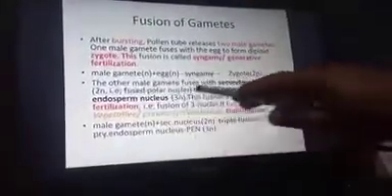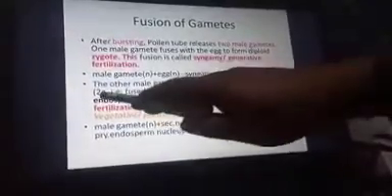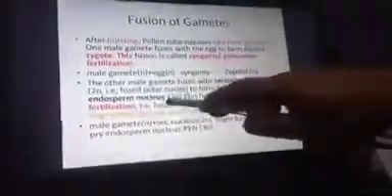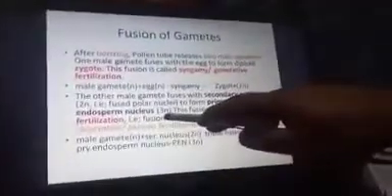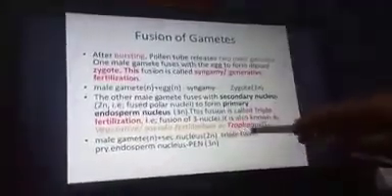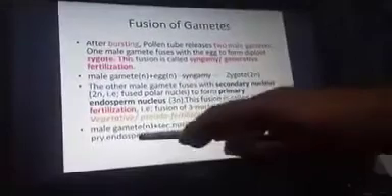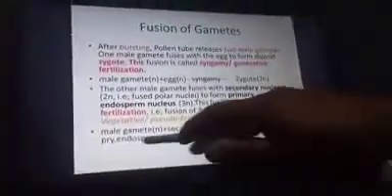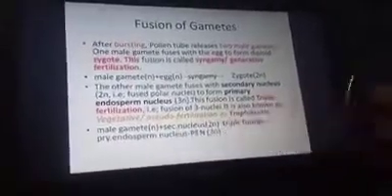The other male gamete fuses with the secondary nucleus, that means a diploid structure, to form the primary endosperm nucleus, which becomes a triploid structure. This fusion is called triple fusion, that is the fusion of three nuclei. It is also known as vegetative or pseudo fertilization or tropomixis. Here the haploid male gamete fuses with the secondary nucleus, a diploid structure, and results in the formation of a triploid structure, that is the PEN, primary endosperm nucleus.